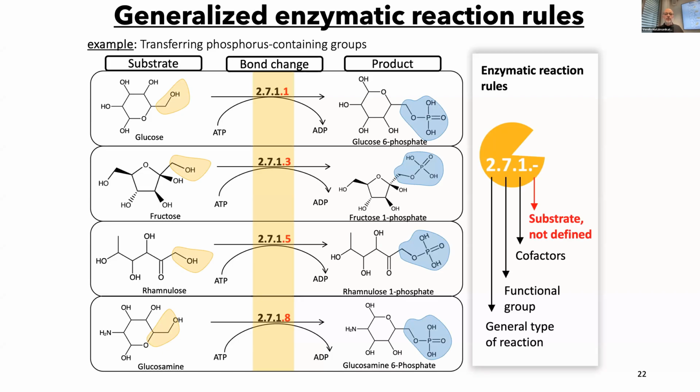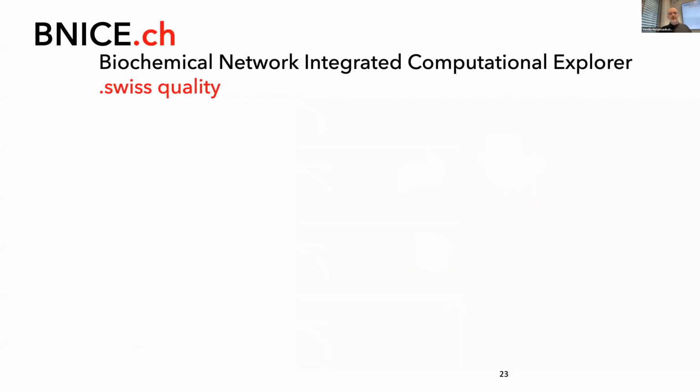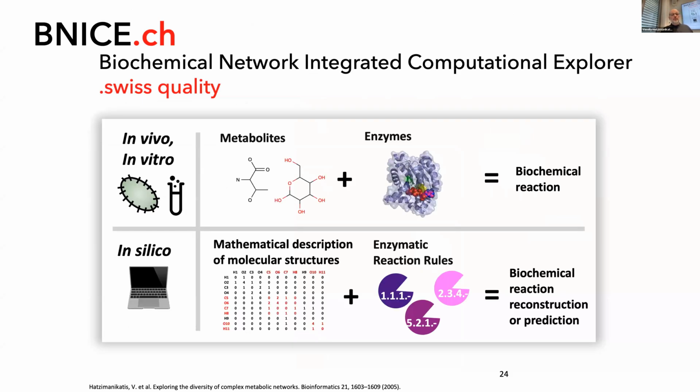So based on this, we came up with the idea to define what we call the generalized enzymatic reaction rules. Enzymatic reaction rules essentially encode this chemistry, and then based on this, we take the information that we have from in vitro and in vivo, and we encode this in the computer. I will spare you the details about the way we do this encoding, but right now we have nearly 500 rules times 2, because they are bidirectional, one for one direction, the other for the other direction.